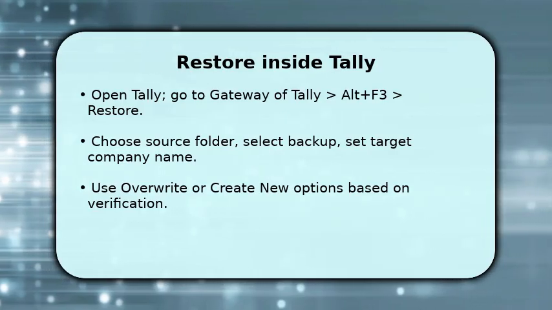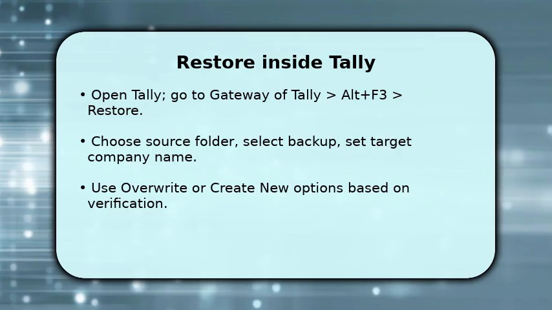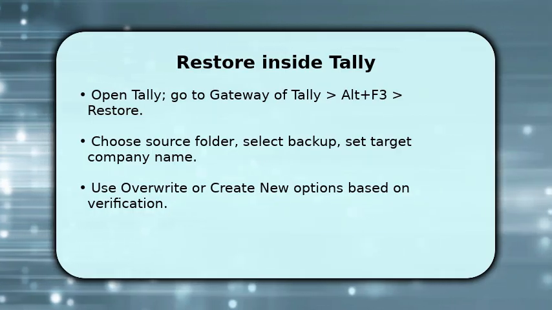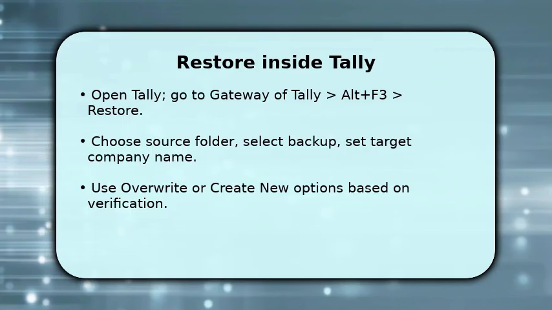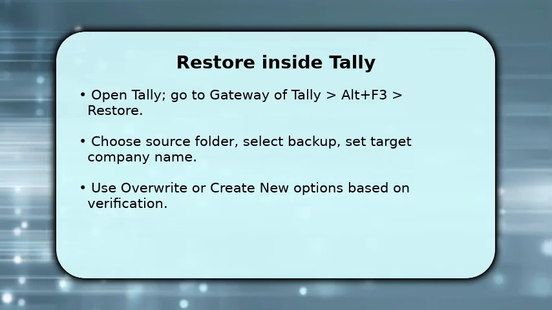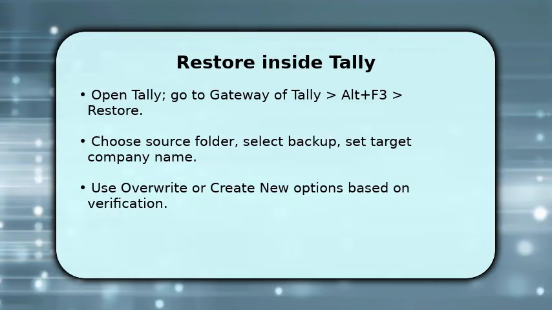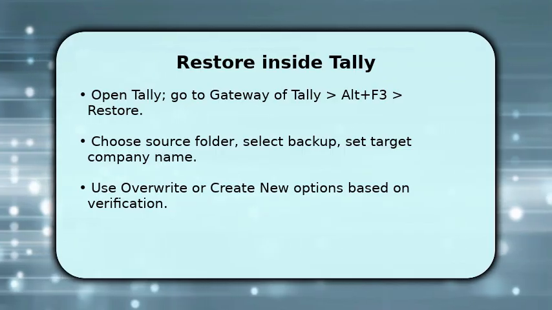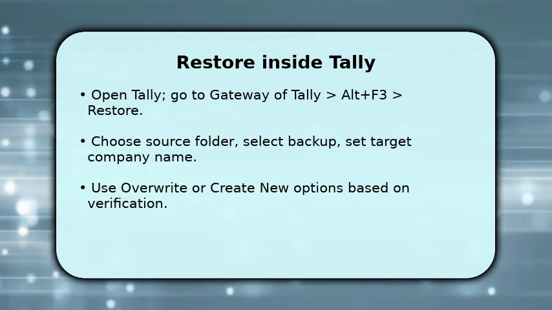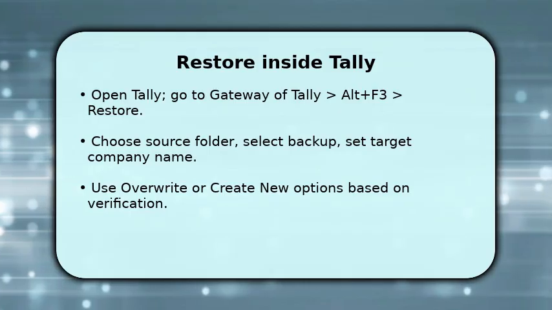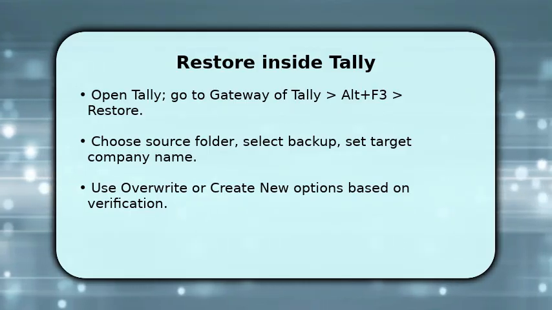Select the folder containing the backup, pick the correct file, and set the target company name so records align. Once selected, decide whether to overwrite an existing company or create a new one. Choose Create New if you need to compare. During restore, watch the progress bar and note any size warnings. They indicate disk or permission issues.